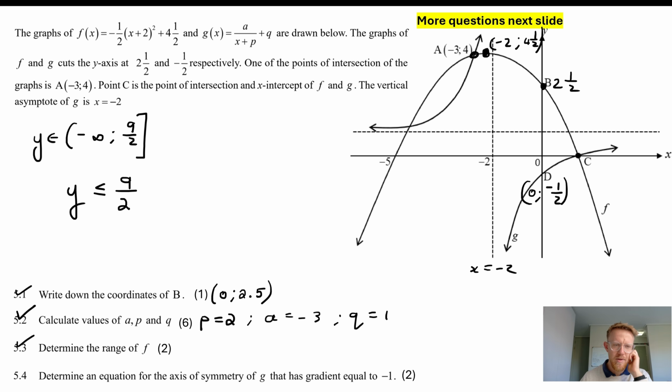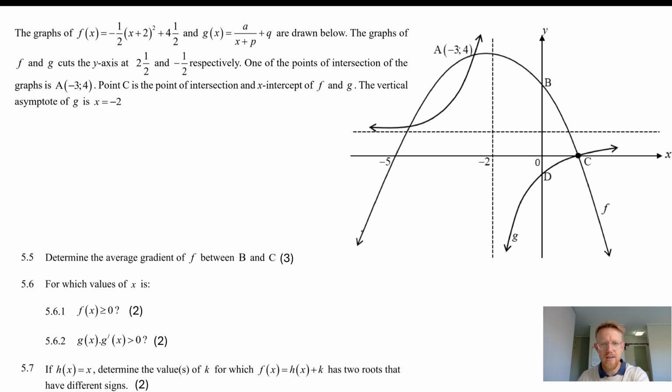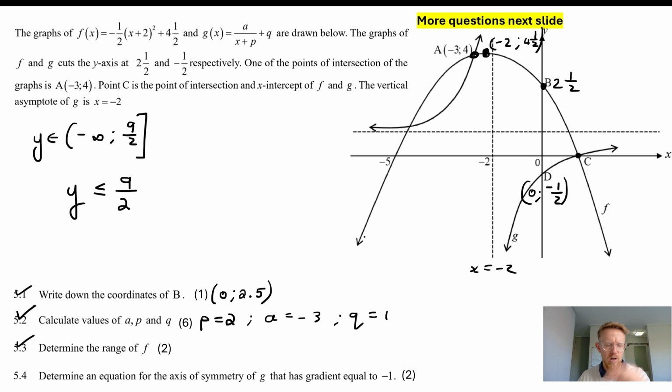Okay, now just remember that there are more questions on the next slide. We've still got 5, 6, and 7. Now, this one: determine an equation for the axis of symmetry of g that has a gradient equal to -1.